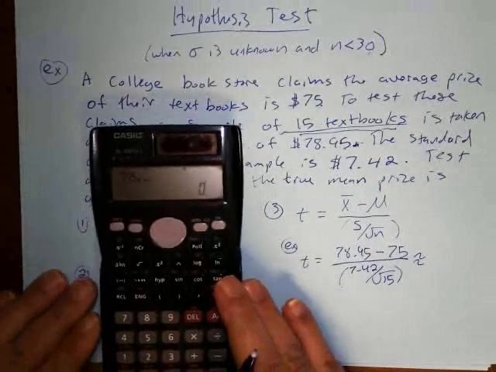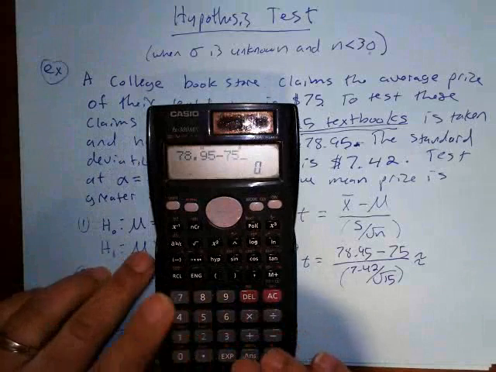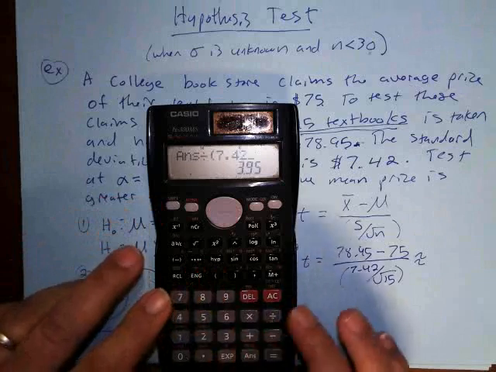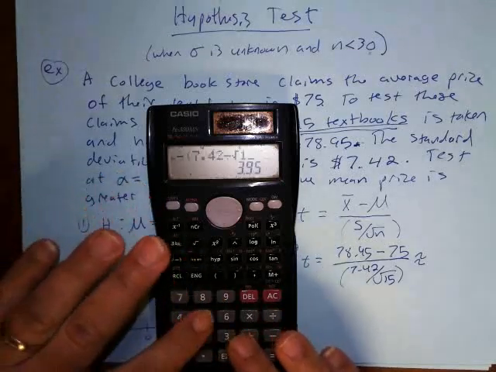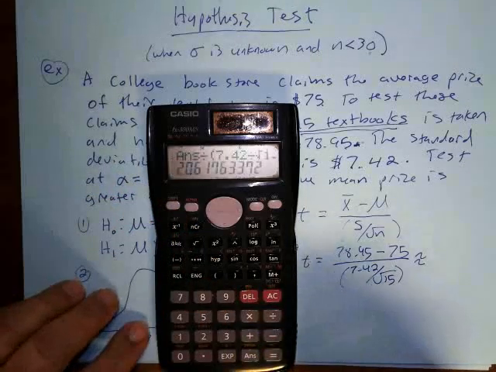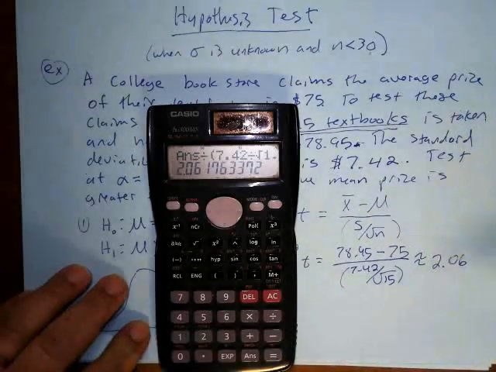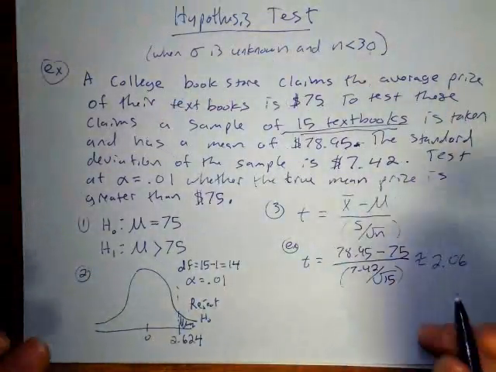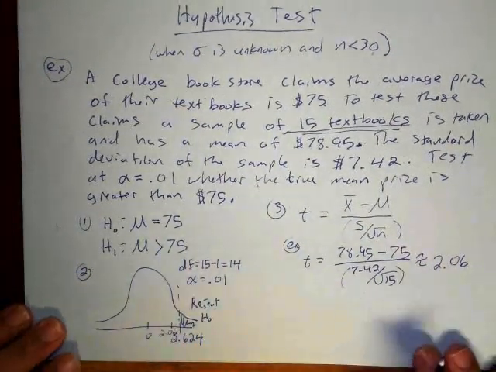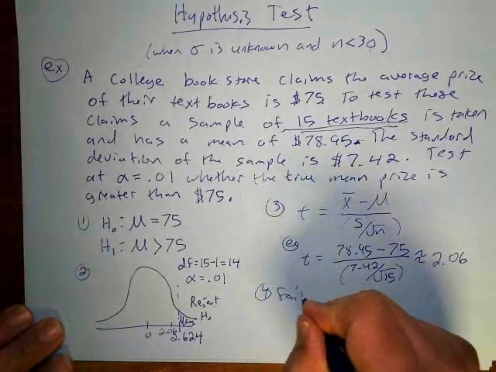So 78.95 minus 75, and then divide that by 7.42 over the square root of 15. And I get 2.06. Comparing this back here, that does not lie in the rejection region. So what we're going to do is fail to reject H0.